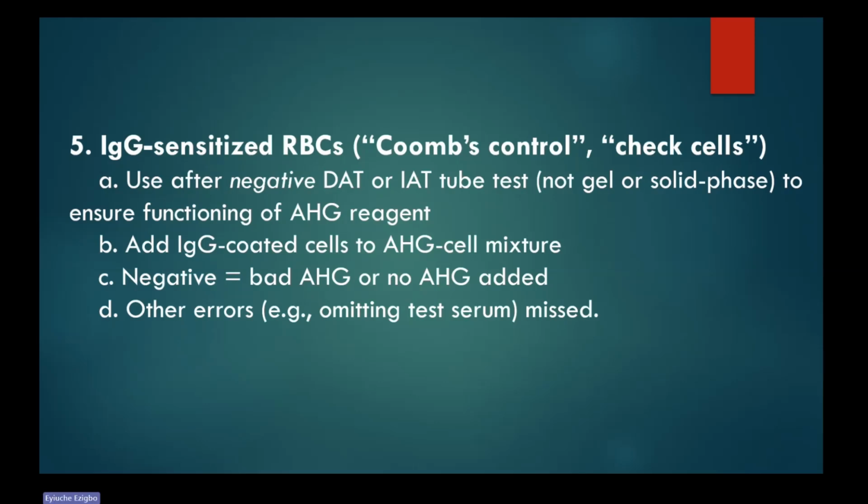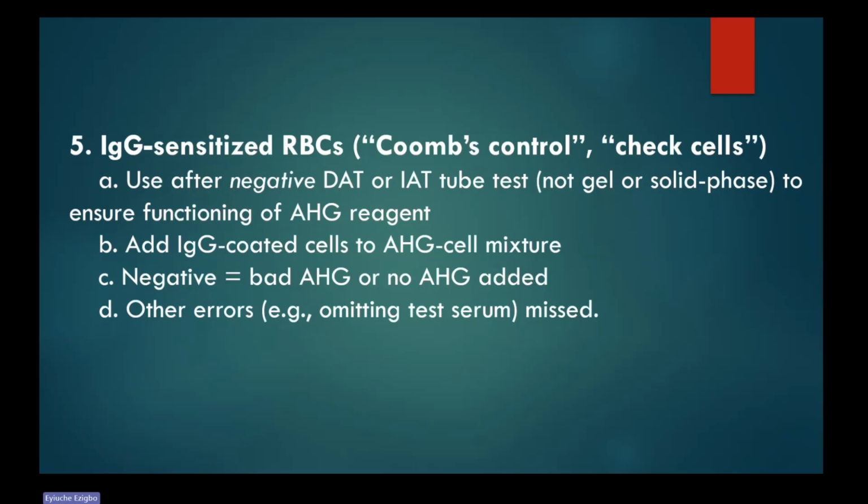IgG sensitized red blood cells can serve as controls. There are antibodies that have been sensitized with IgG. So when we are performing the Coombs test, we also need to add this to serve as a control, so that if we don't get the reaction we are supposed to get, it shows us that something may be wrong with our reaction. So it's just a positive control during the process of antiglobulin testing.